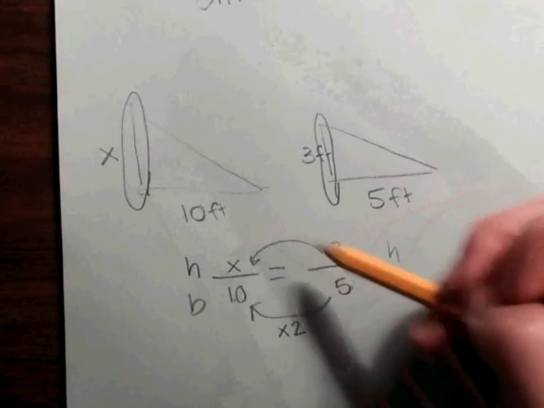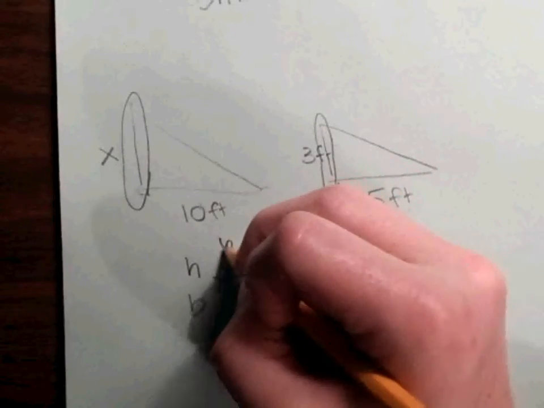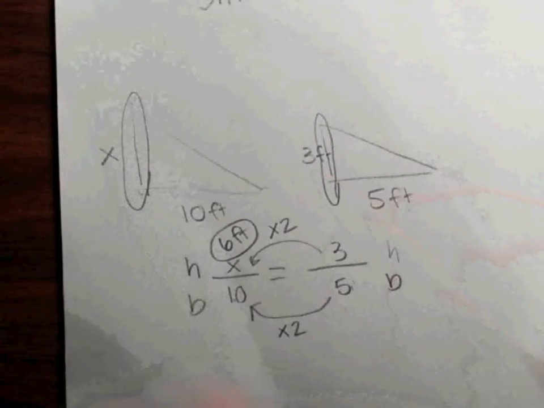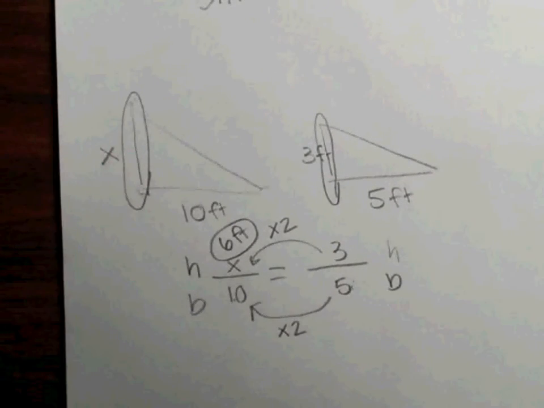Then what would that mean up here? I'm multiplying by the same scale factor, which is times 2. And 3 times 2 gives me 6. And so 6 feet should be your answer. That would mean that this right here is 6 feet. So you found the missing side.